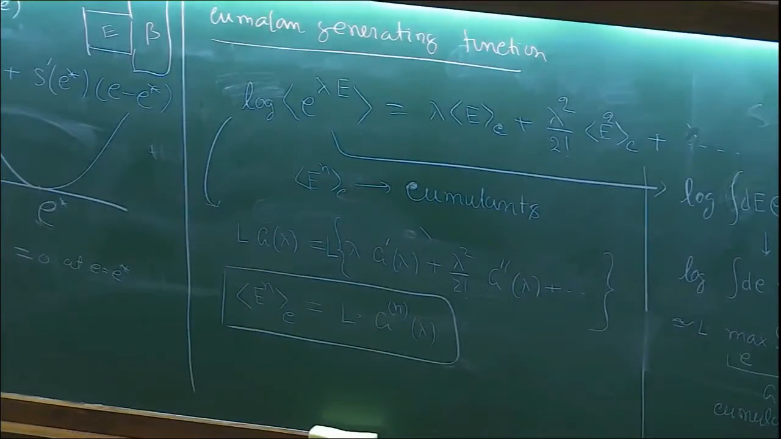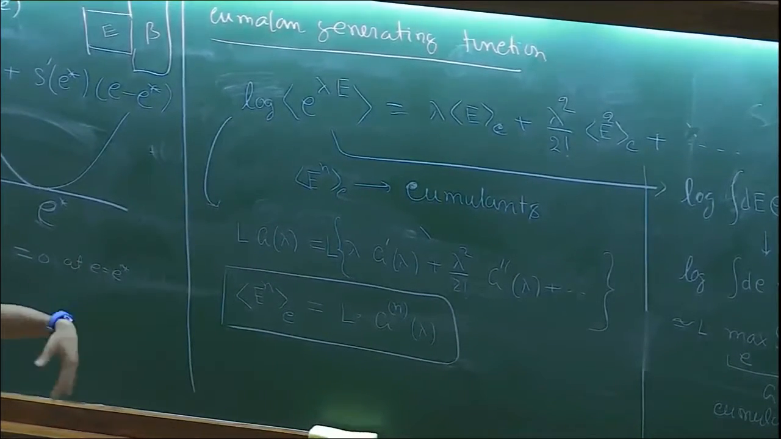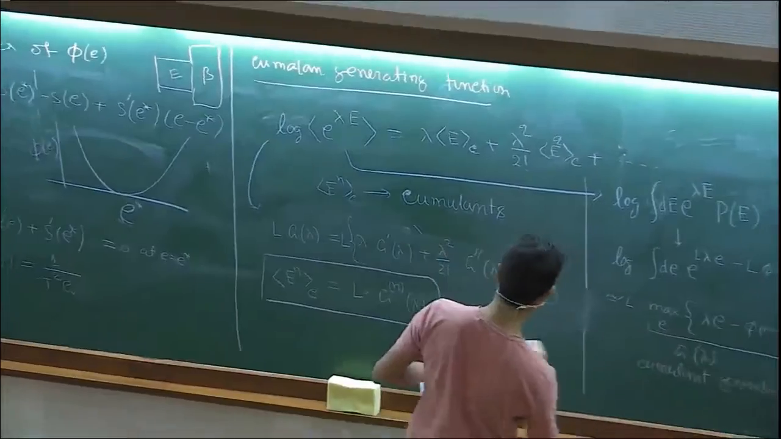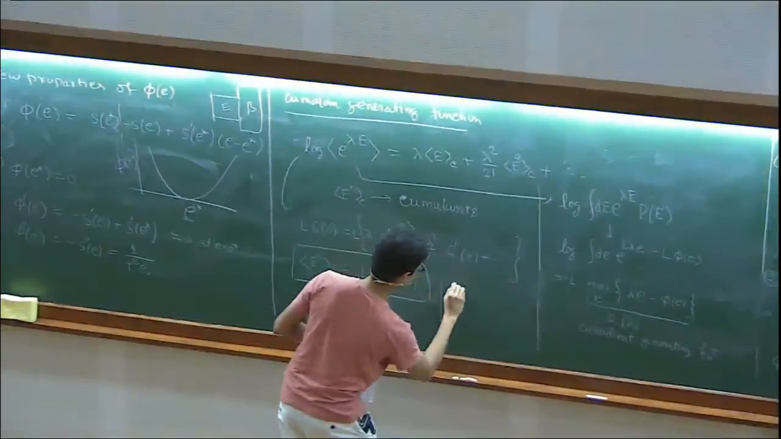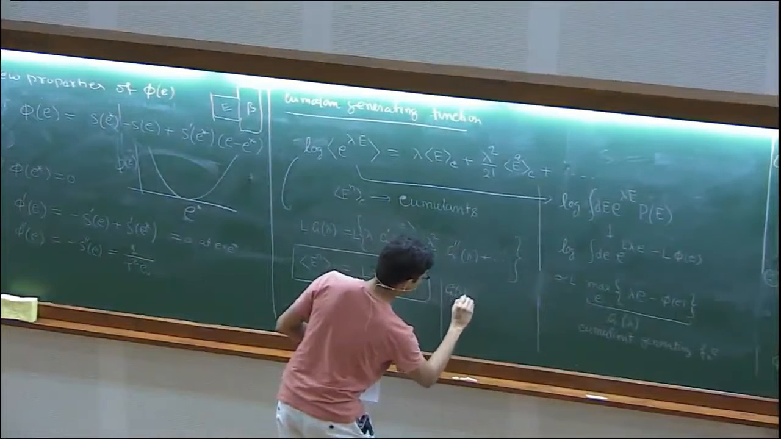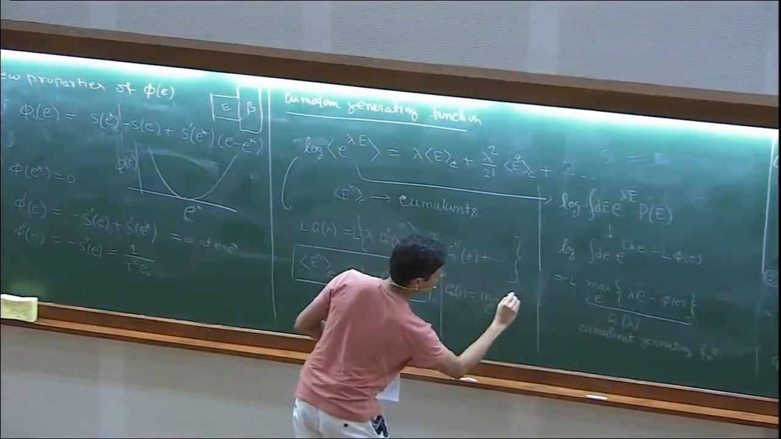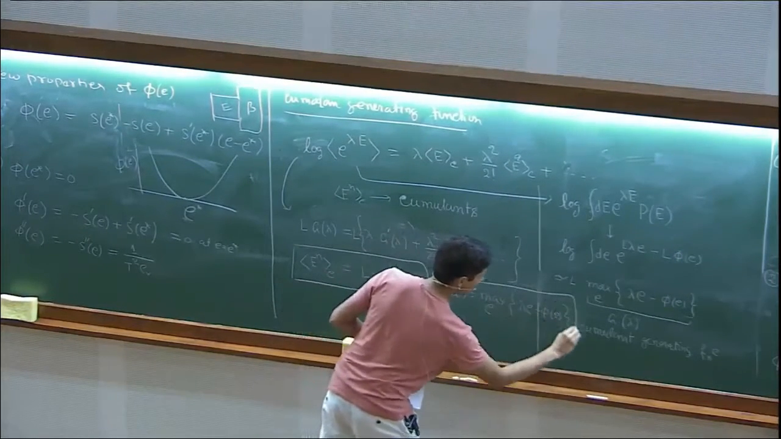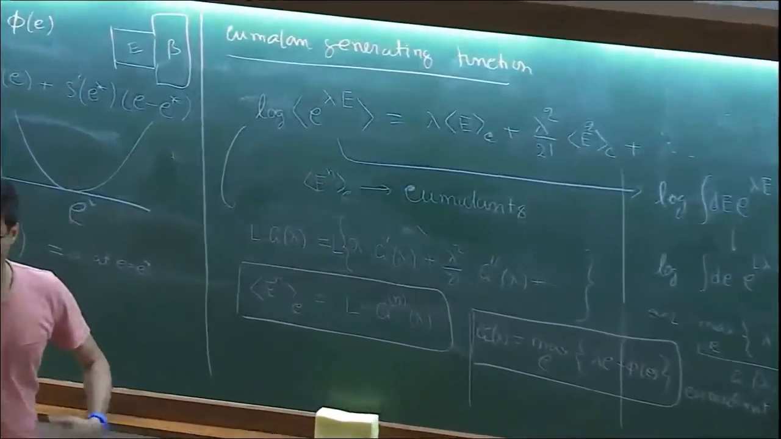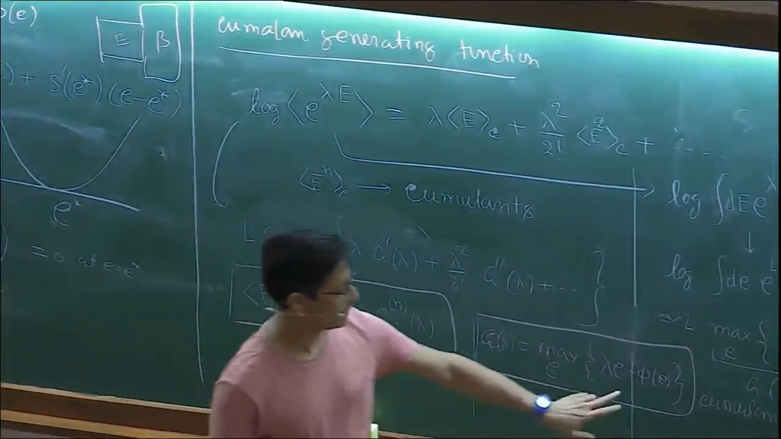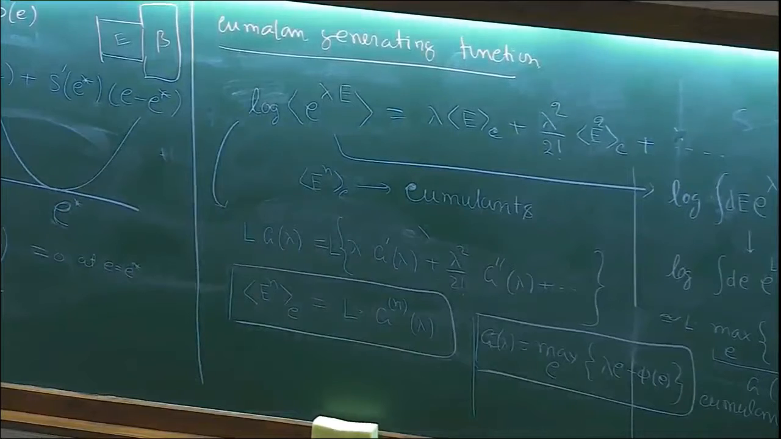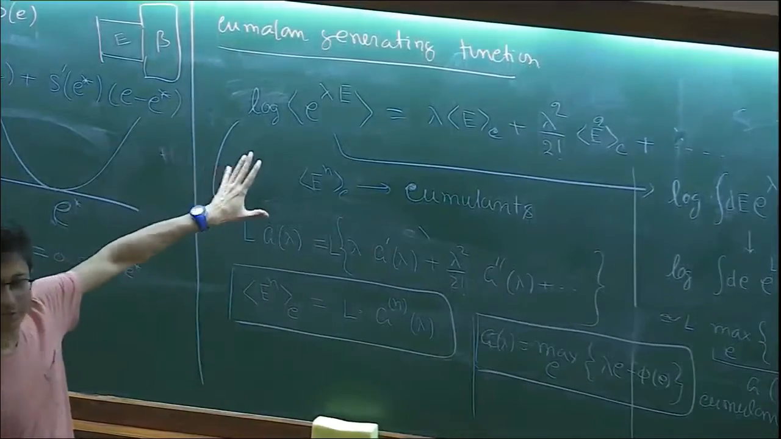So now to get any nth cumulant, one first needs to take the Legendre transform. Let me just rewrite again. Using this formula, I had g of lambda is the maximum over e of lambda e minus phi of e, and this is the Legendre transform. So in order to calculate the moments, we just need to take the Legendre transform of the large deviation function and then take derivatives. That would give us any nth order cumulant, and from there you could get the moments. But now, it was the fluctuation of the total energy.